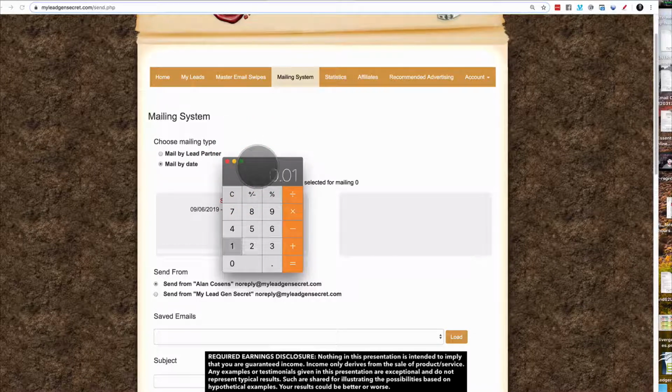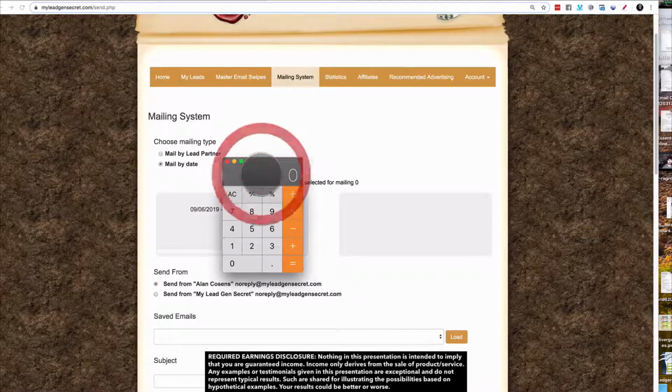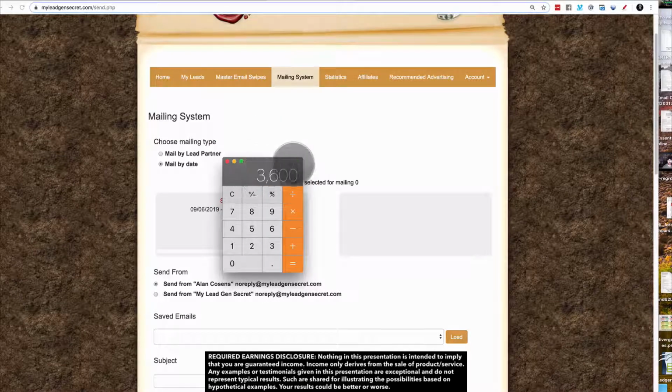I mean, even at a 1% response rate, that's 720. My email open rates, once I'm past the first week or so of my follow-ups, are usually around 4 to 6%. So let's say 5%. That's 3,600 engaged people for $360. I mean, this is crazy.